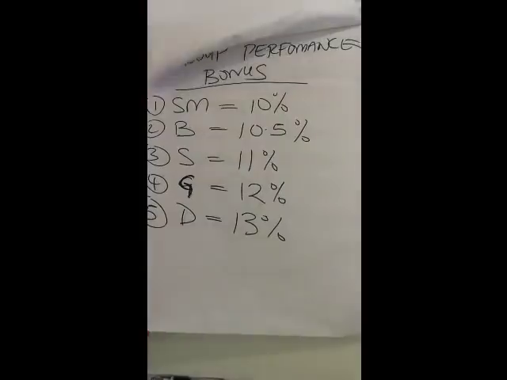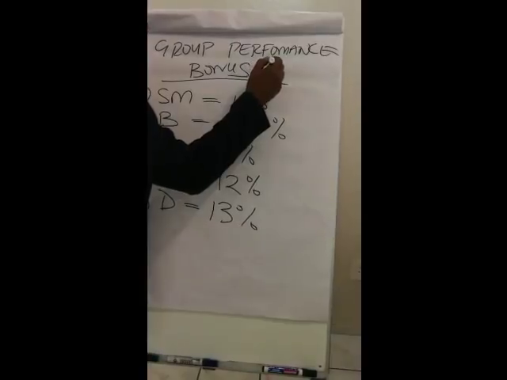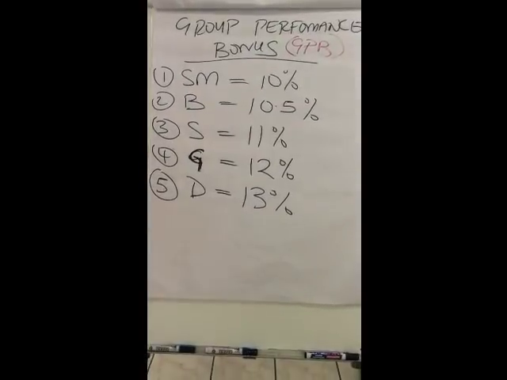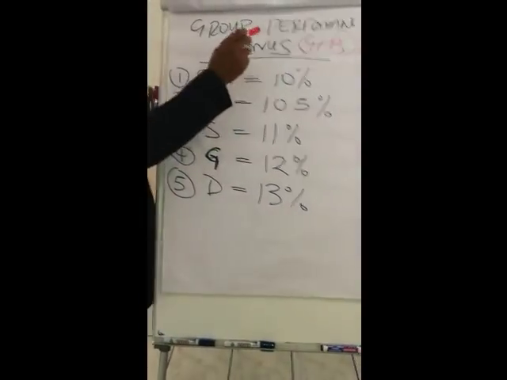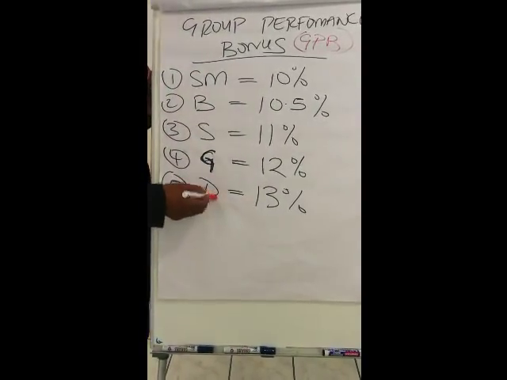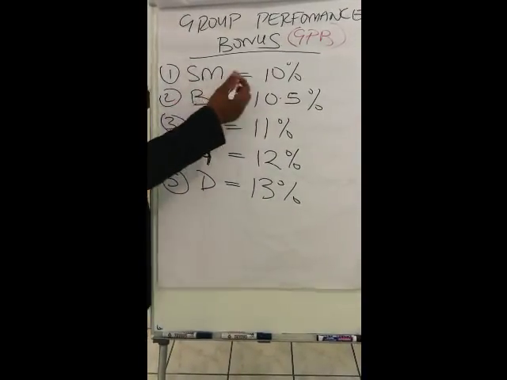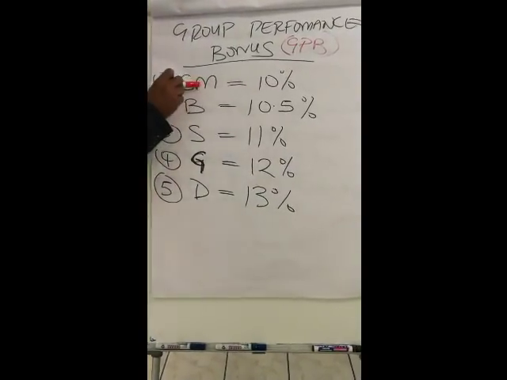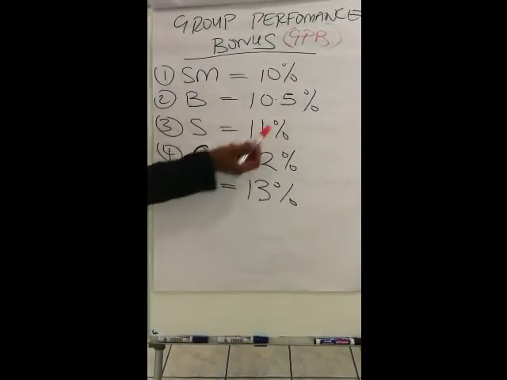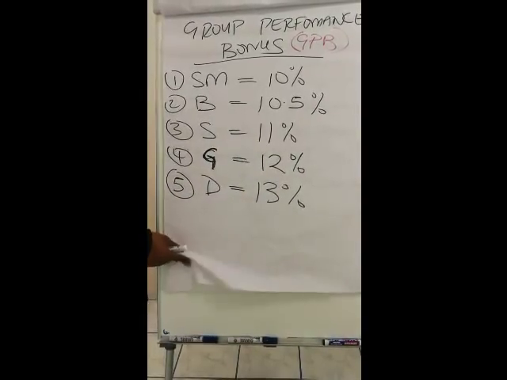In addition, there's what you call the group performance bonus. Here we call it GPB, group performance bonus. Now, when we share, I'll explain this a little bit later. When we share the group performance bonuses, for each and every level, it comes with a particular value. And this is important because it's the difference between registering at senior member level and registering at gold level. So it's 10% for senior member, 10.5% for bronze, 11% for silver, 12% for gold, and 13% for diamond.